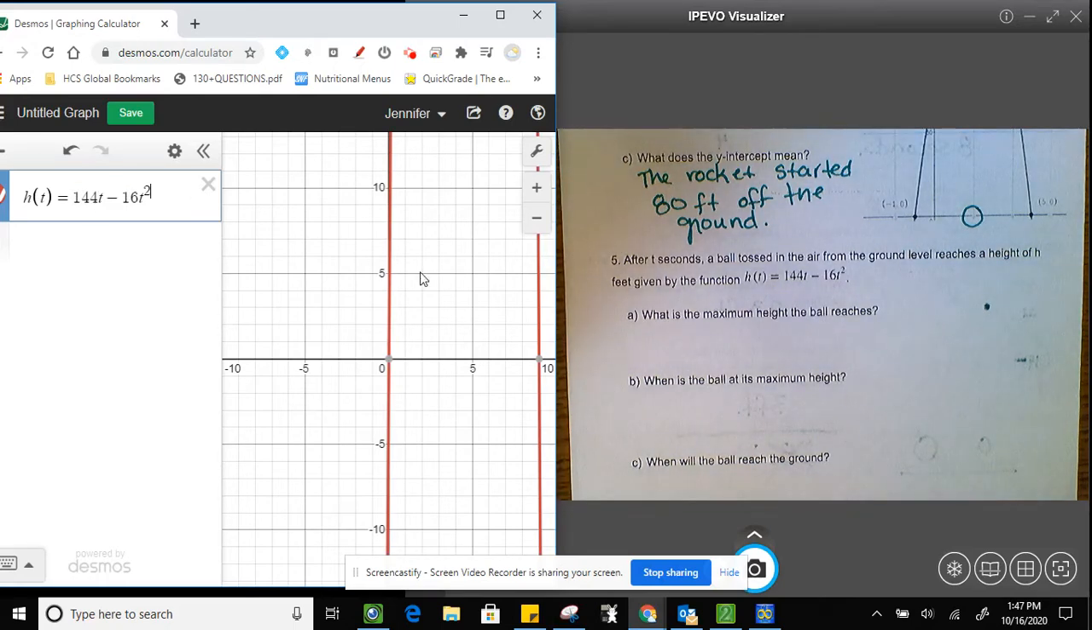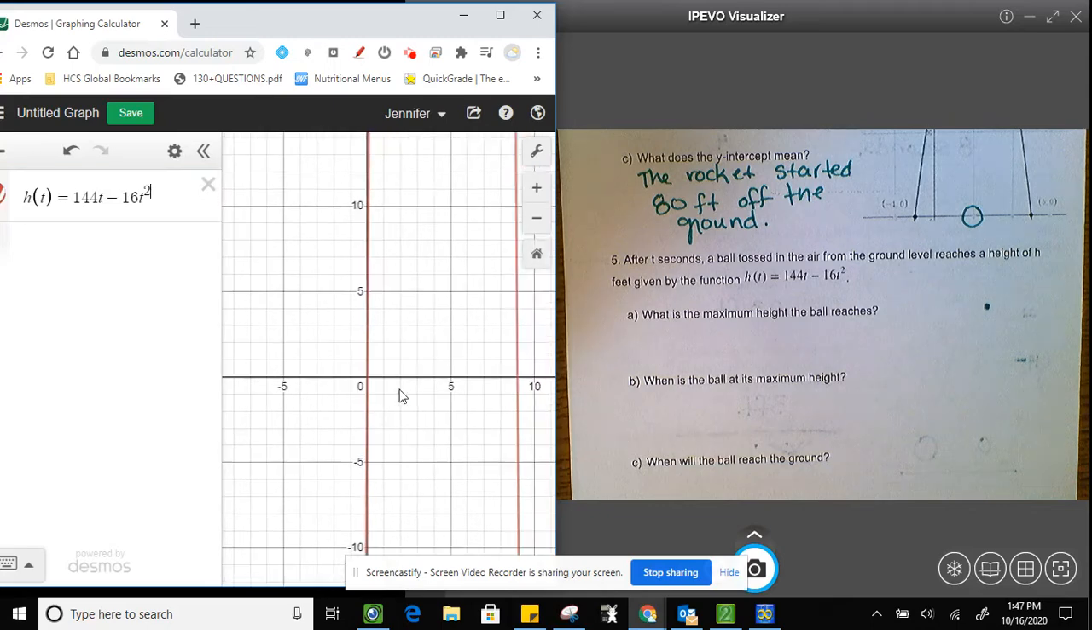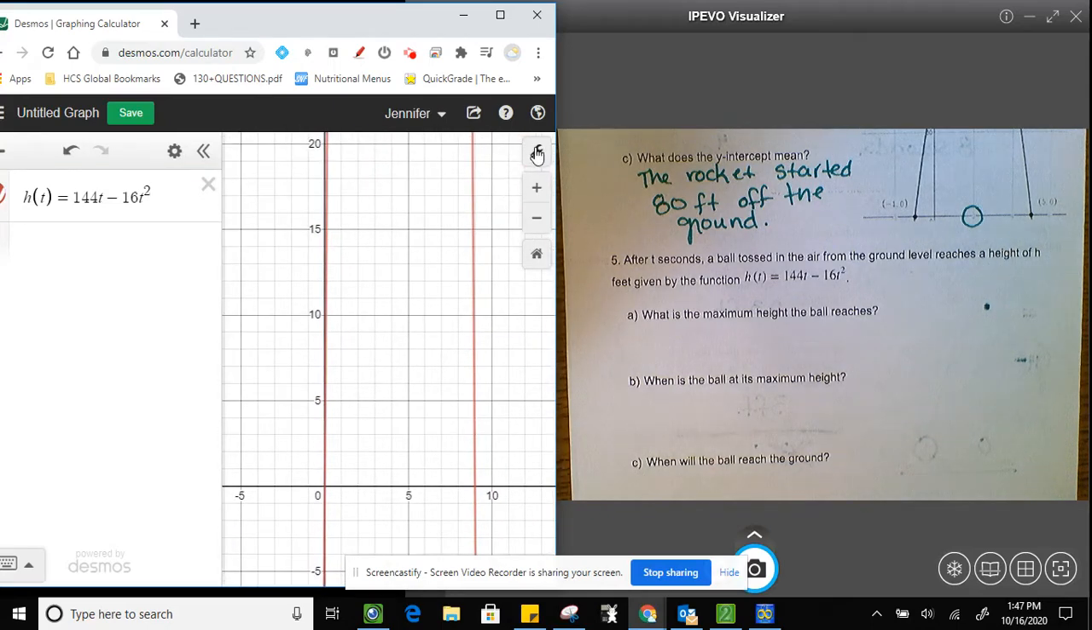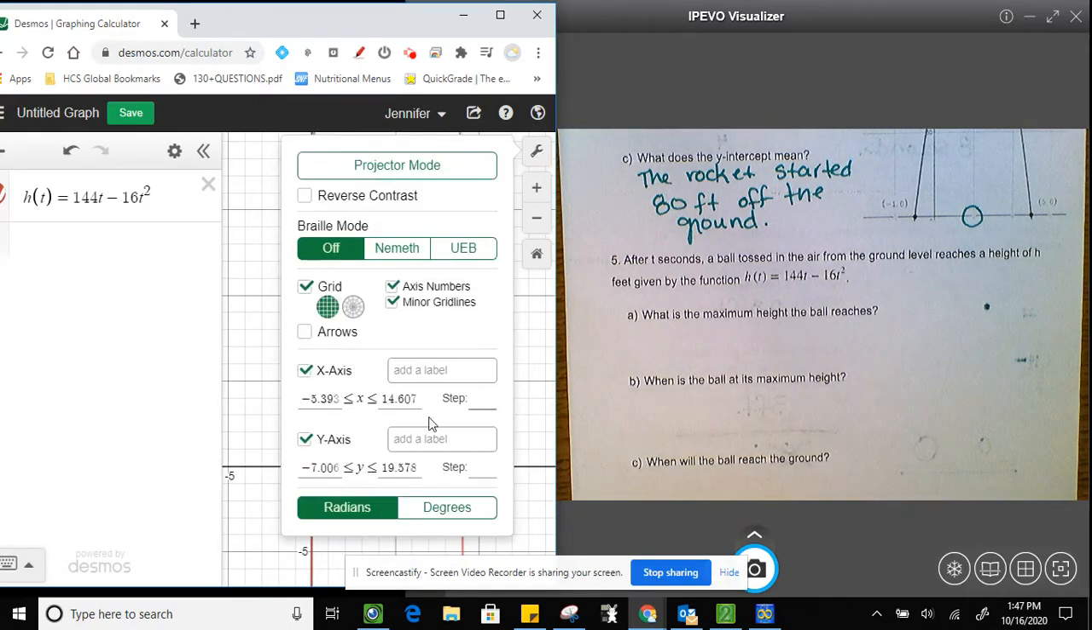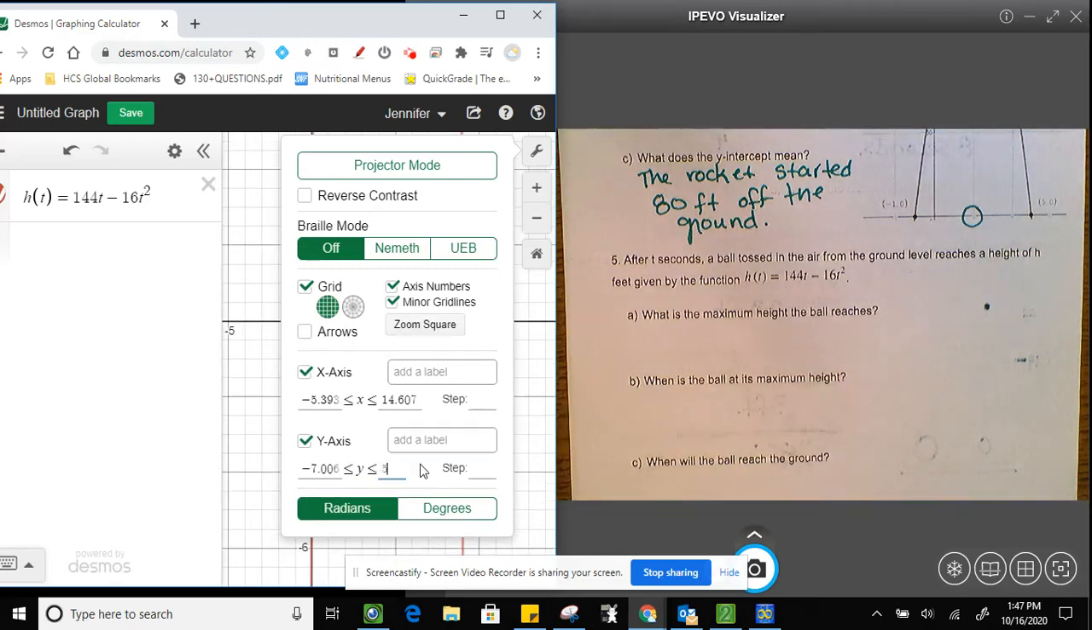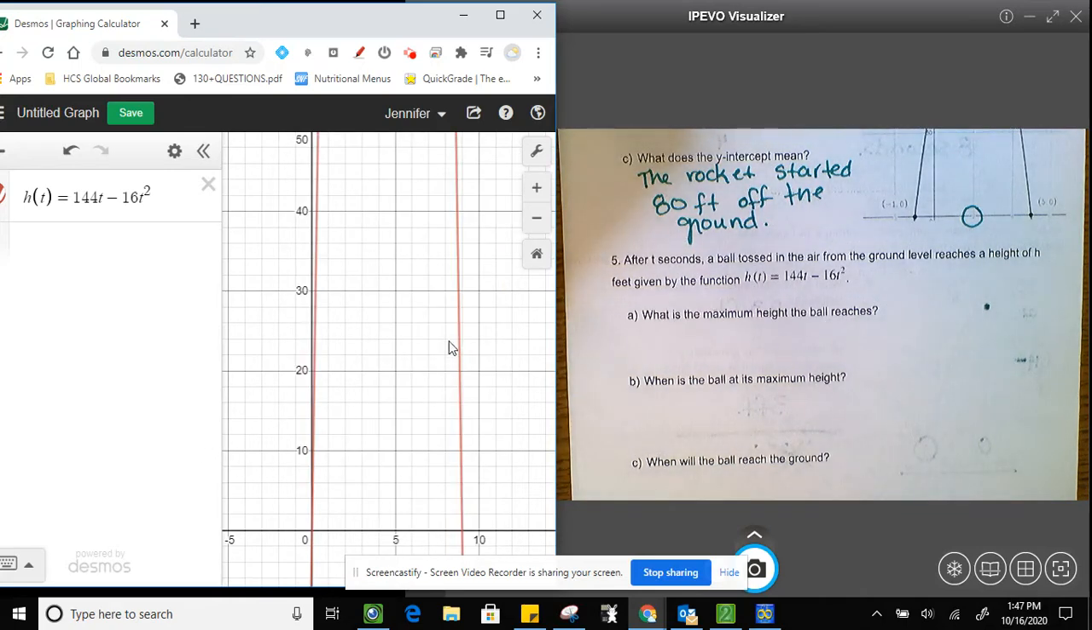And if you'll notice now, my graph is a little weird. It's a little funky. So I can go to this wrench and I can change it up a bit. I have plenty of space width-wise of the domain, but I need to go up higher. So I'm going to click on my wrench and I'm going to look at the y-axis. So right now the y-axis almost goes up to 20, and that's not enough. I'm going to try 50. And then X out of here. Was 50 enough? Not even close.